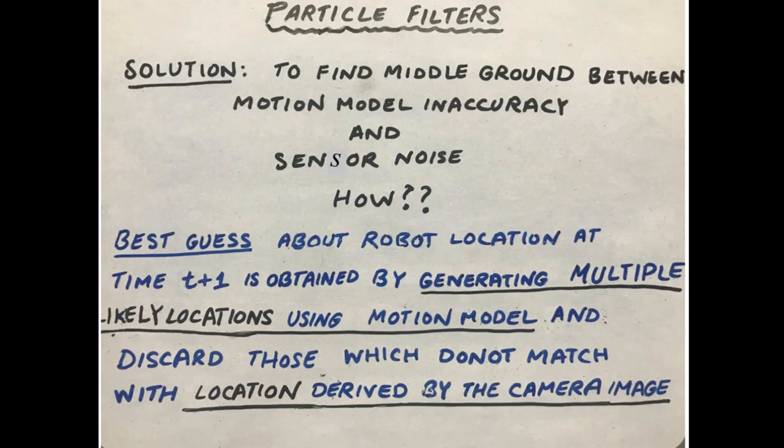And a slight change of terminology. Image is eventually going to be used to extract the location of the robot, so instead of using images, I'm going to use the word location here. What we are going to do is generate multiple likely locations based upon our motion model, our guesswork, and we're going to match them with the locations obtained from the camera images.